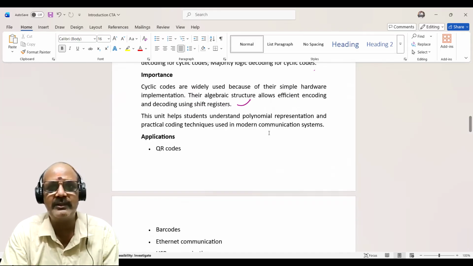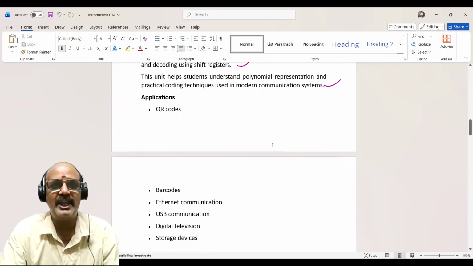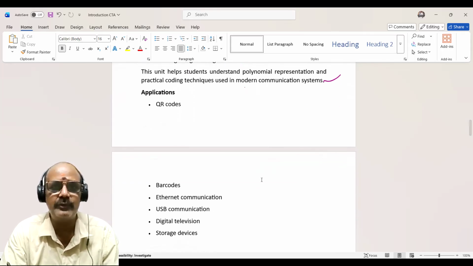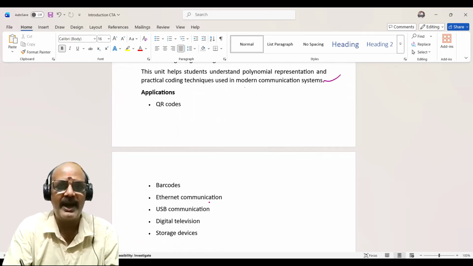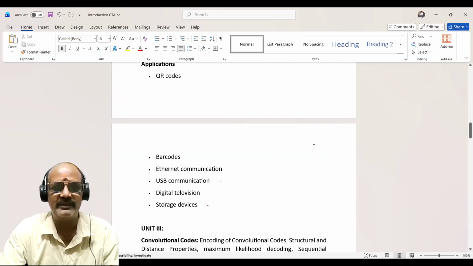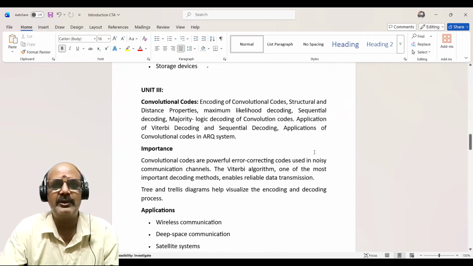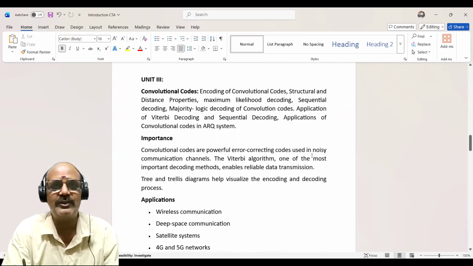This unit helps students understand polynomial representation and practical coding techniques used in modern communication systems. Applications: it is used in QR codes, barcodes, Ethernet communication, USB communication, digital television, and storage devices. Coming to the third unit, convolution codes.